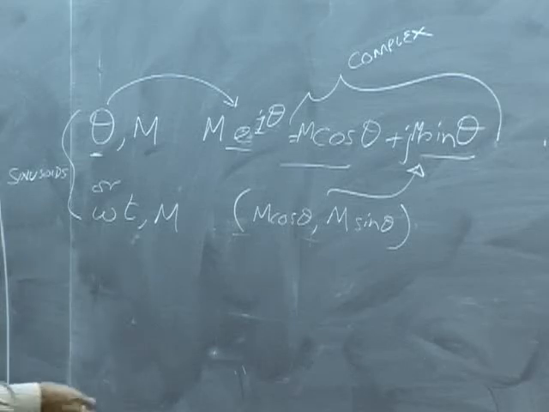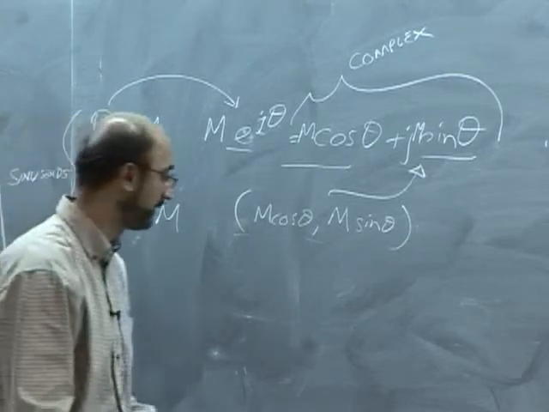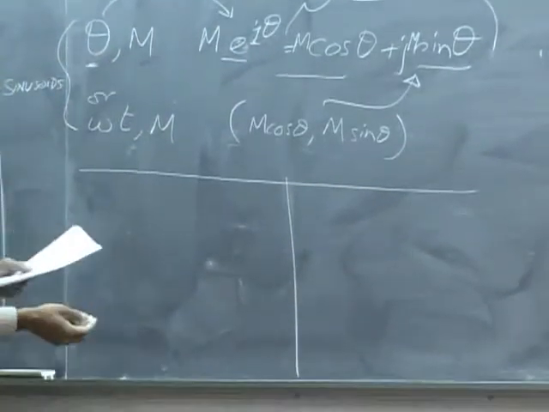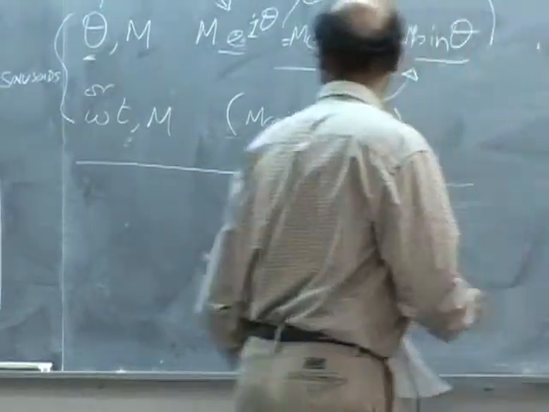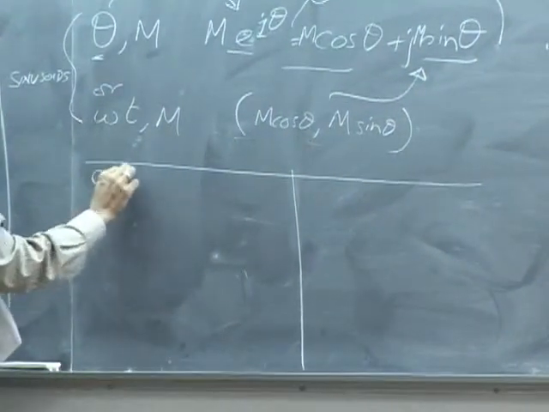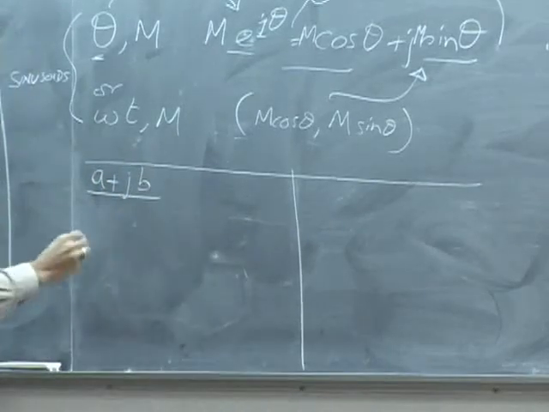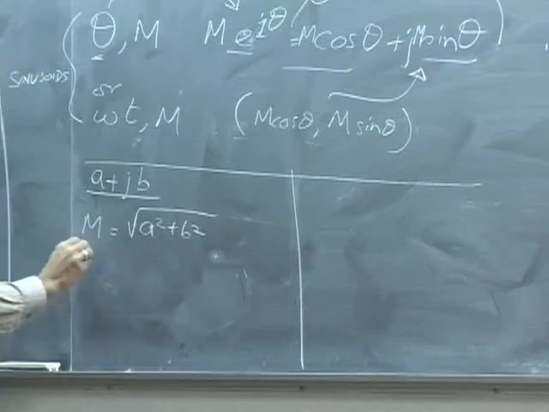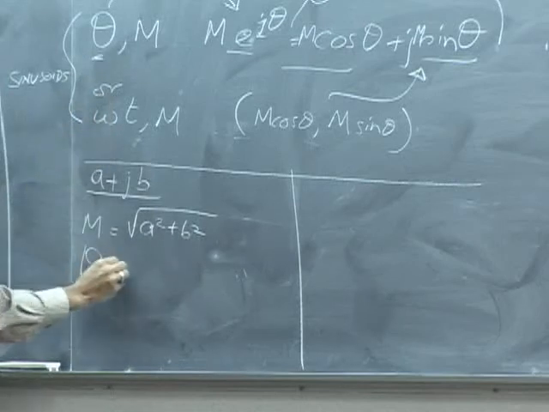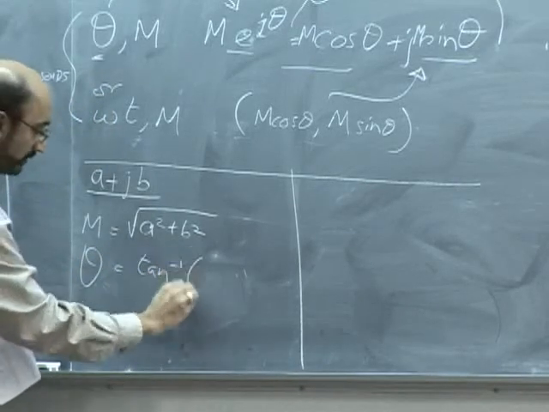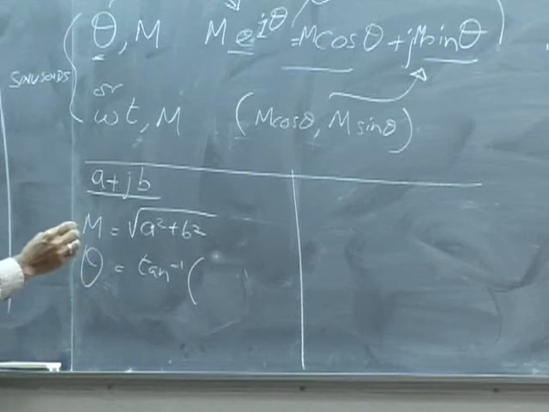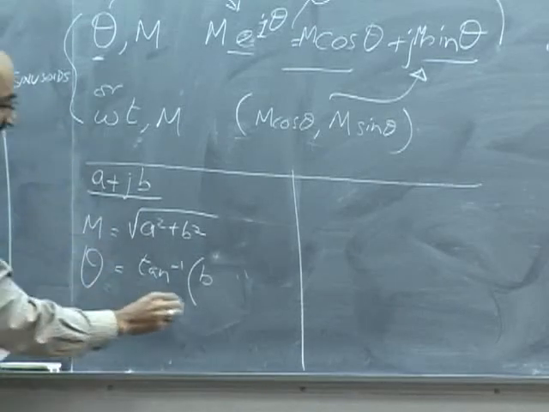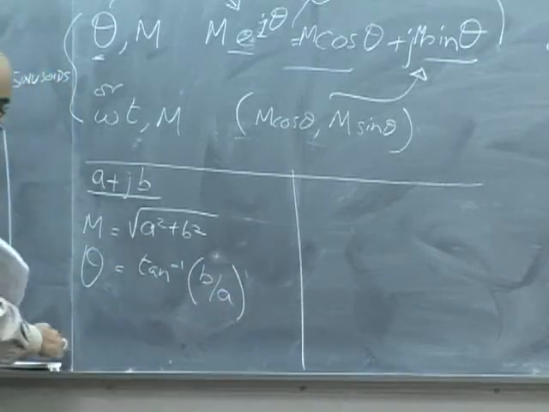So this gives us the necessary formulae to compute from one world to the other. If I give you a plus jb, then I can say the magnitude m equals the square root of a squared plus b squared, and theta, which is what I want over there, is going to be tan inverse of, is it b over a or a over b? It's b over a. Right, b over a, I think, yeah.